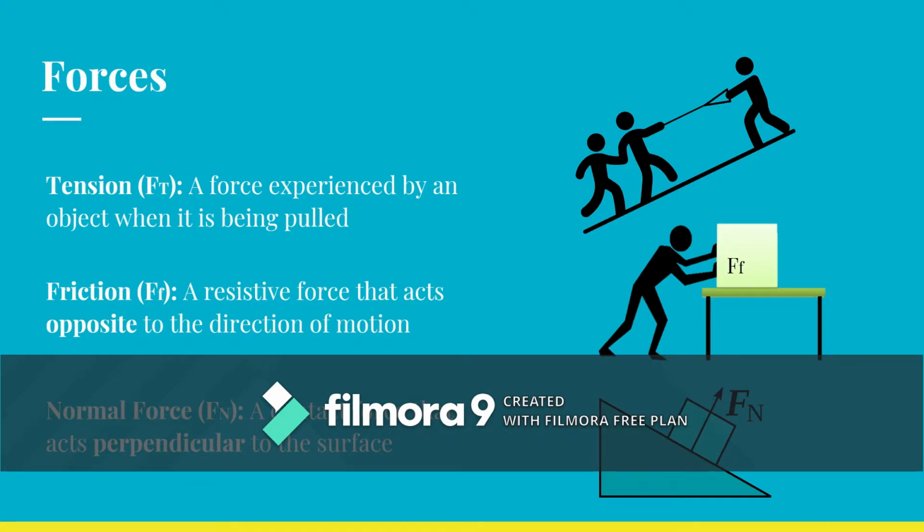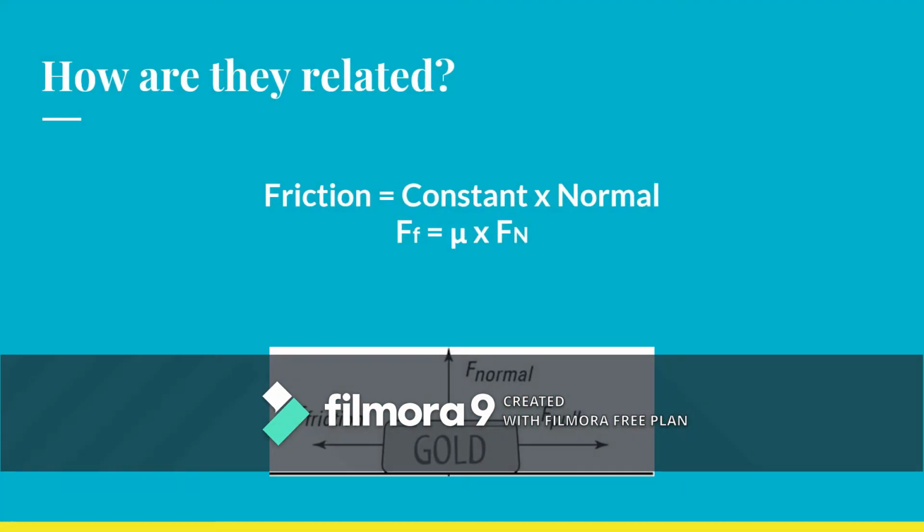On the other hand, frictional force is a resistive force that acts opposite to the direction of motion. The frictional force acts along the surface. Friction and normal force are actually related by this equation. So when we add more mass, the normal force increases, causing the friction to increase as well.